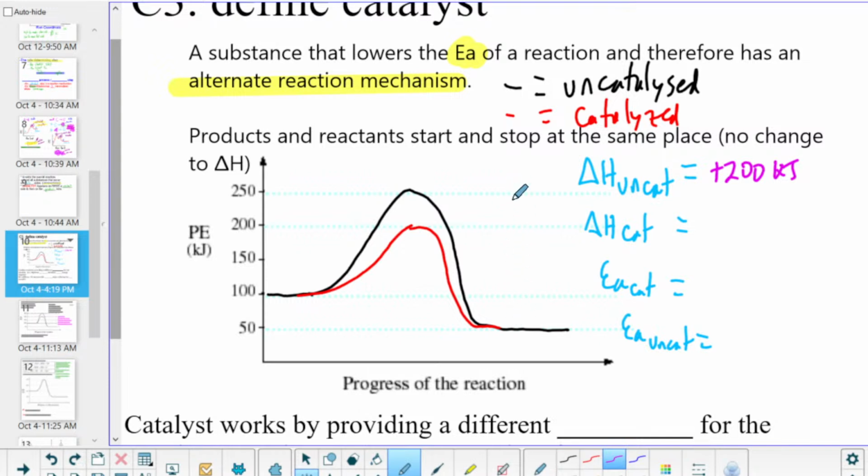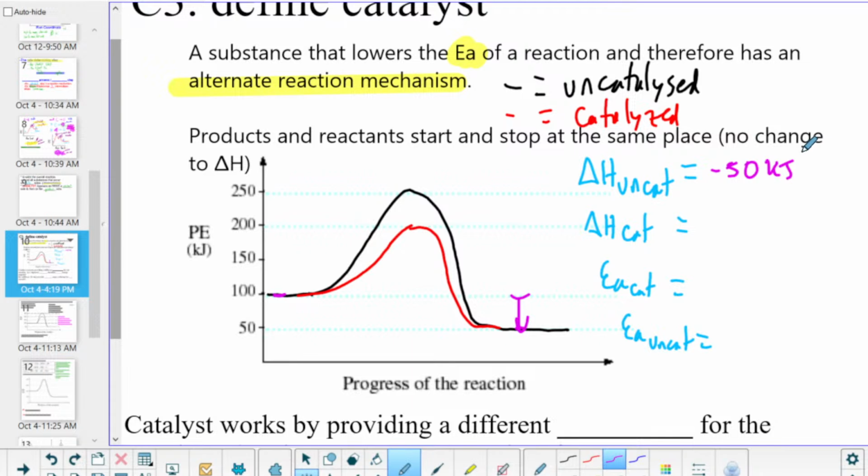Okay, so the next question, what is delta H? Change in enthalpy? It's minus 50 kilojoules. No, what is delta H as a concept? It's just the starting point to the end point. So it's from here, that blue line, to there. So then what would it be? Minus 50 kilojoules. The 50 up and down cancels out, so minus 50 kilojoules.